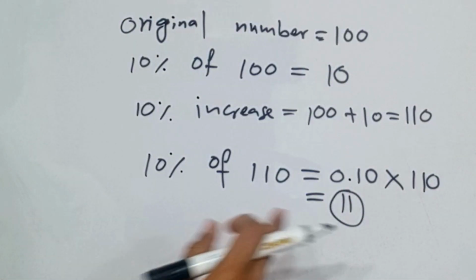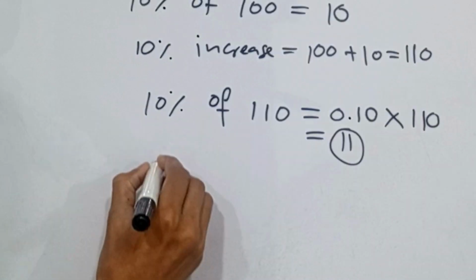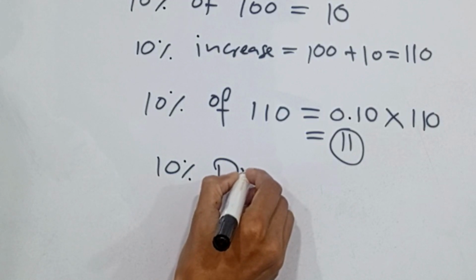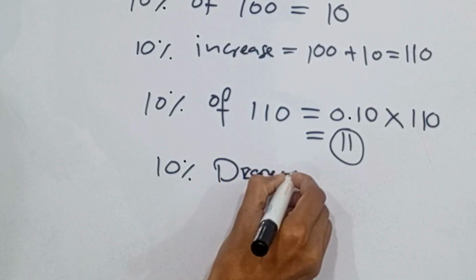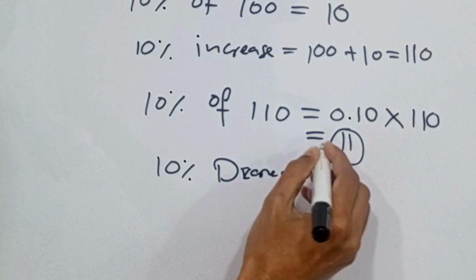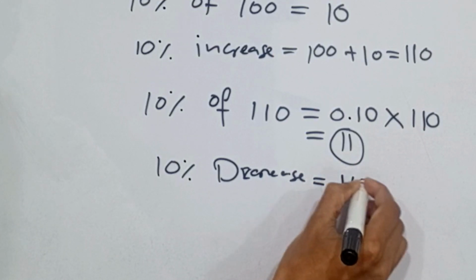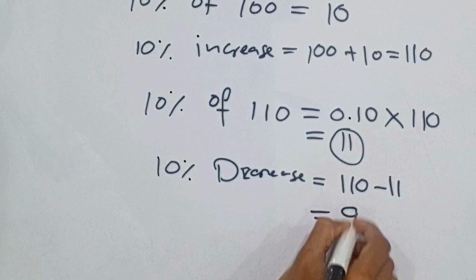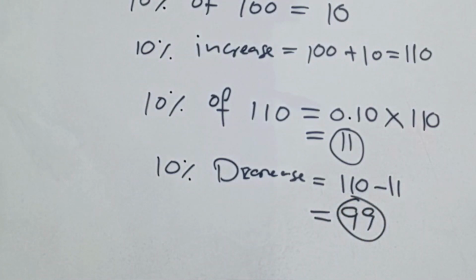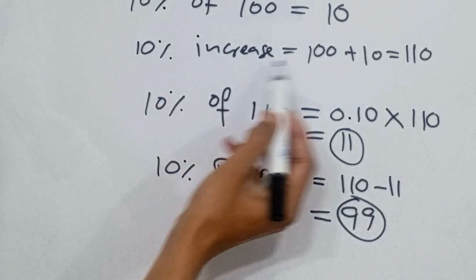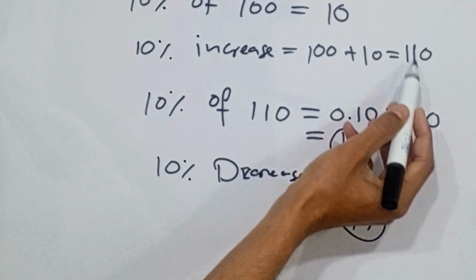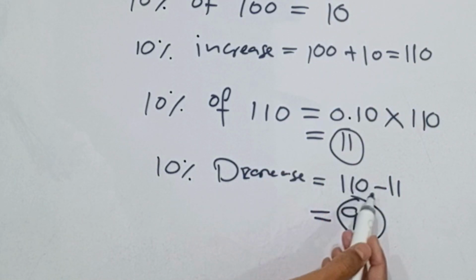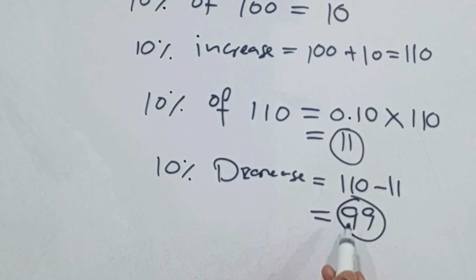After the 10% decrease, the number equals 110 minus 11, which equals 99. Okay, so the 10% increase gives 110, and the 10% decrease gives 110 minus 11, which is equal to 99.